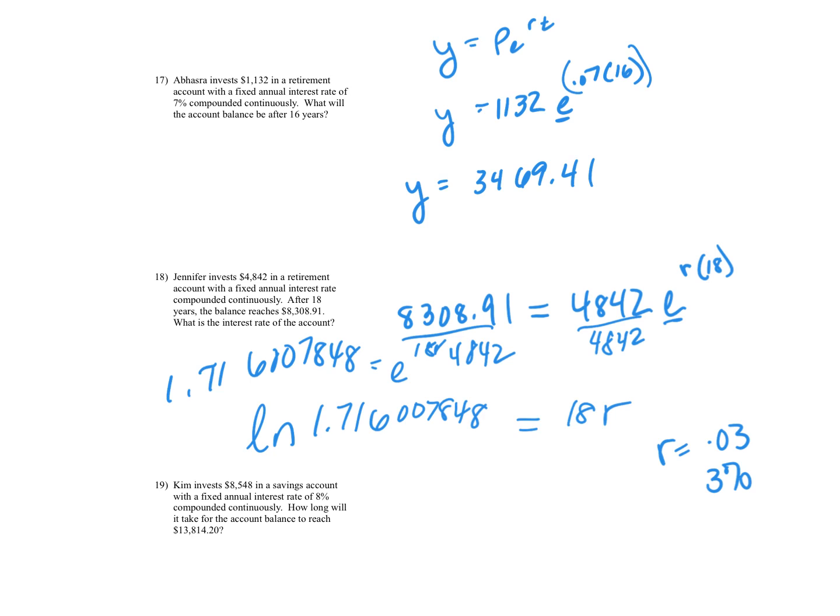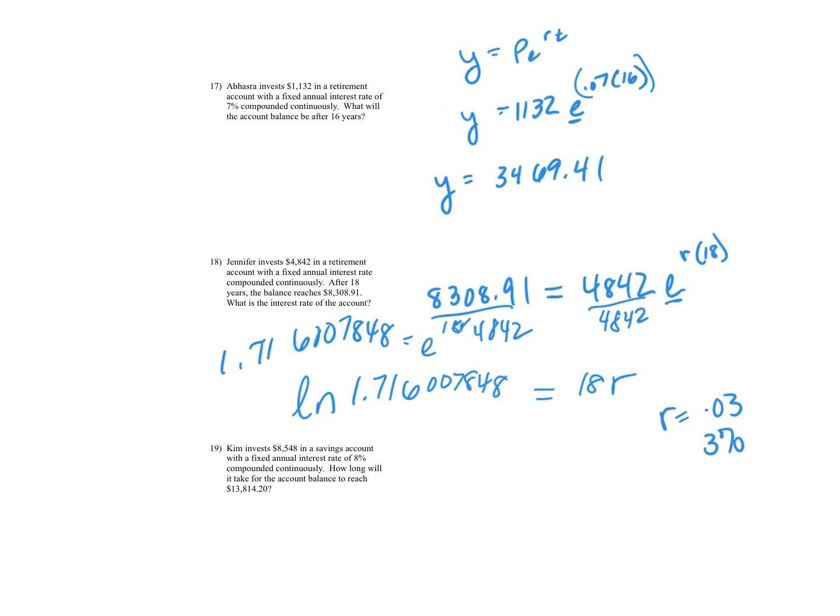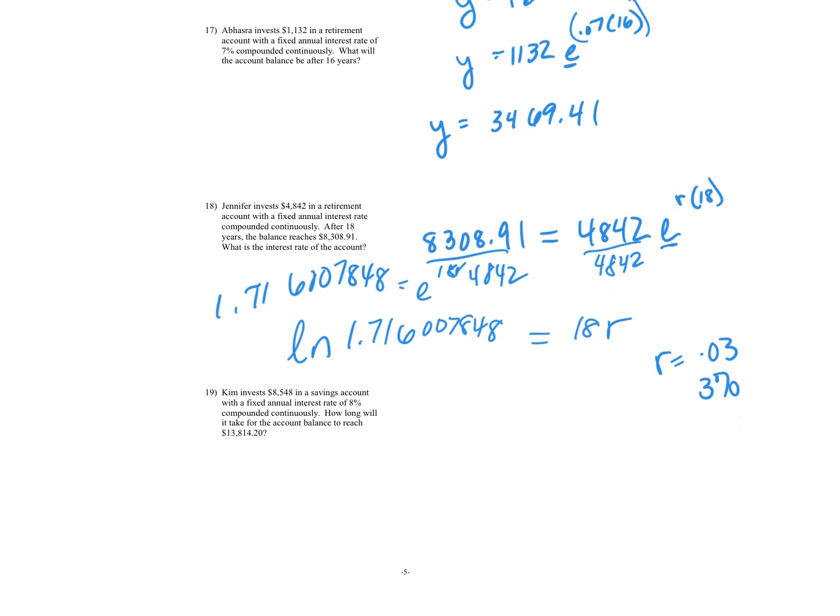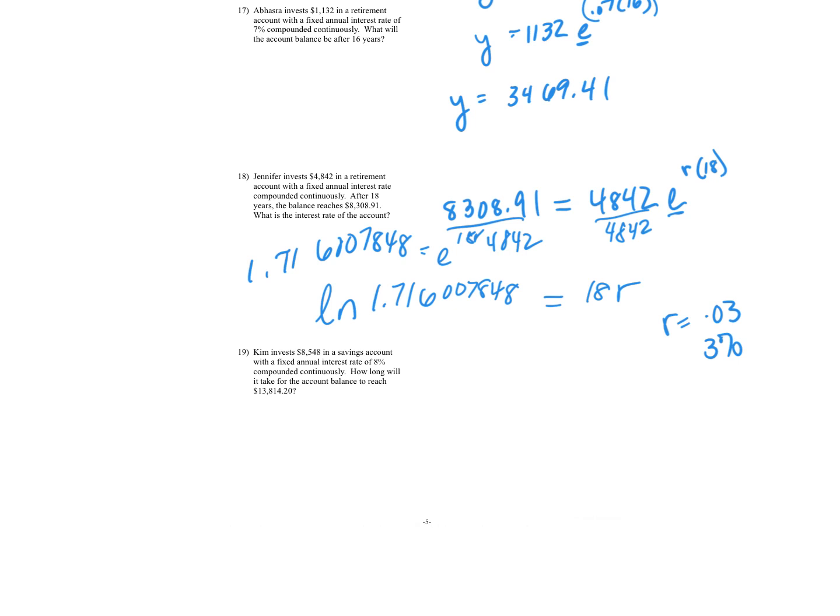Remember, this money doubled over 18 years, which isn't a good return. So you know that your money doubles every 10 years when it's at 7%. So you know it's going to be a smaller rate of return on this one. So she didn't have a really good interest rate on that.